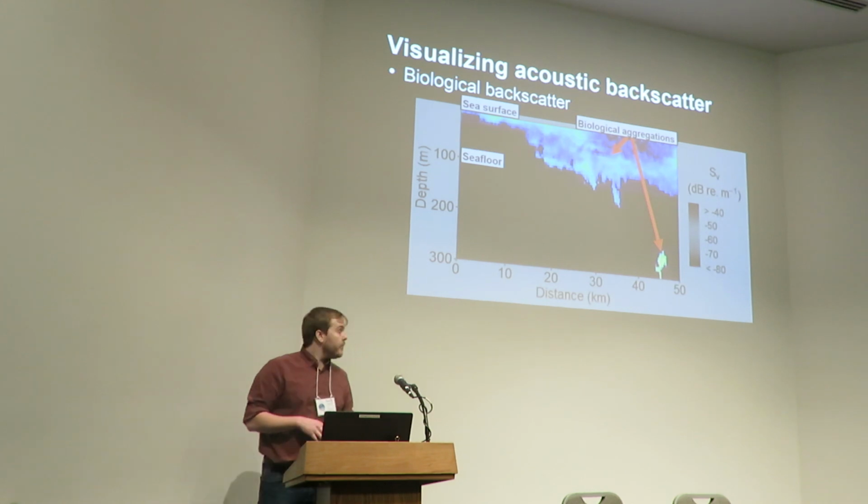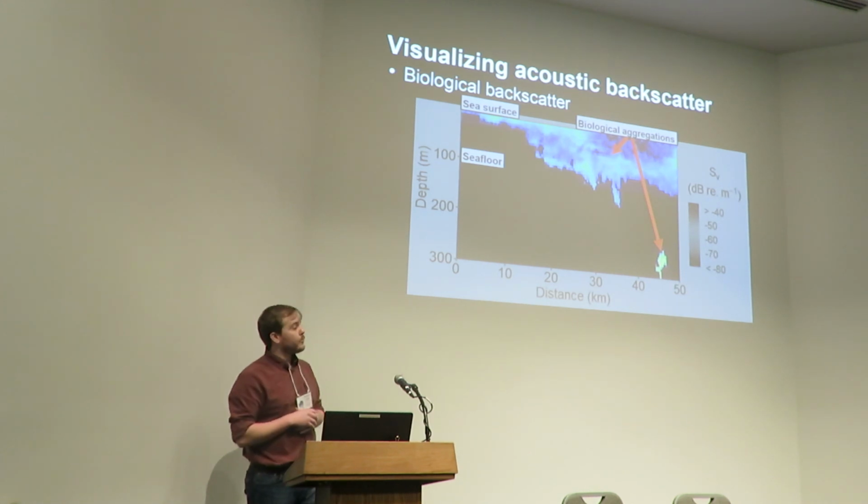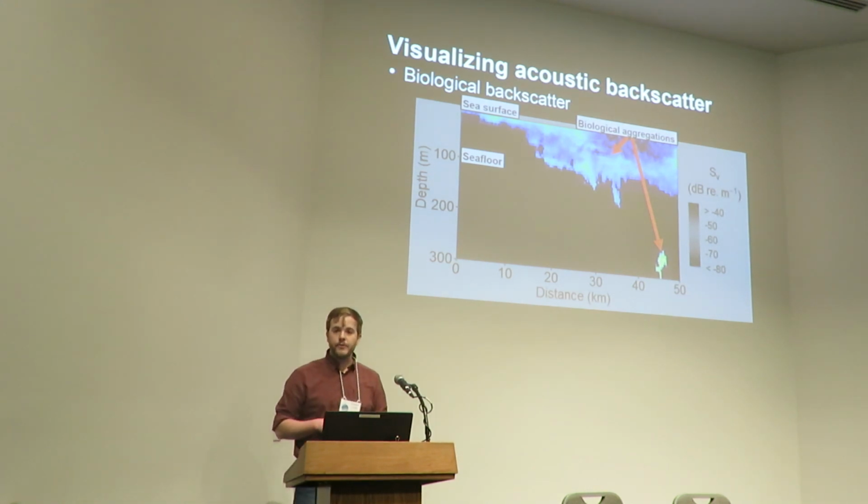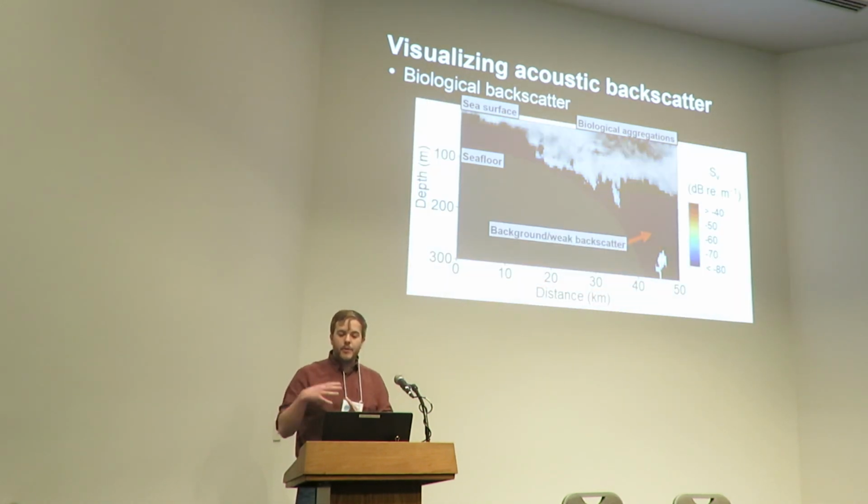So in this echogram, again, the colored stuff, in this case, represents our biological aggregations, so biological backscatter. And then the background, these purplish, in some cases there'll be some white colors, those represent background or weak backscatter. It could be biological backscatter, but we can't confidently separate it due to things like background noise and whatnot.